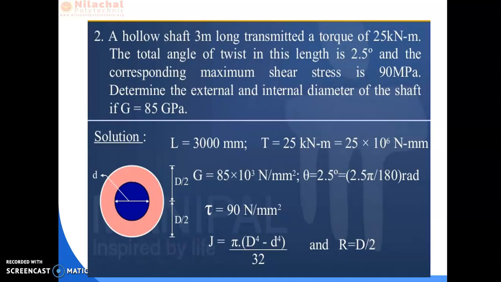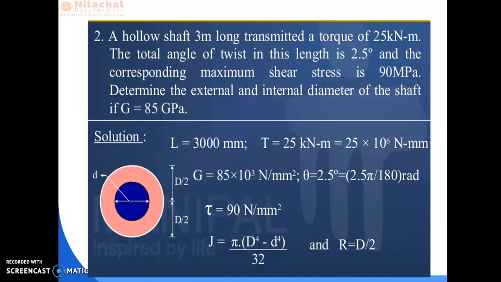Go for another problem. A hollow shaft 3 meter long transmits a torque of 25 kilonewton meter. The total angle of twist in this length is 2.5 degree. The corresponding maximum shear stress is 90 megapascal. Determine the external and internal diameter of the shaft if G is equal to 85 gigapascal.